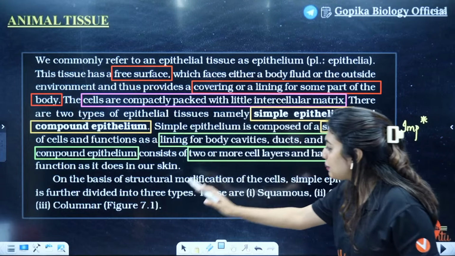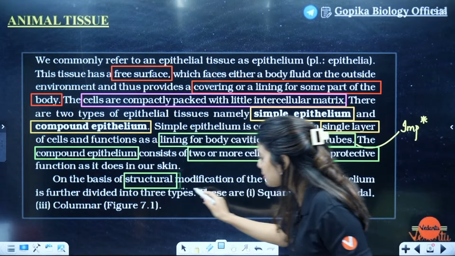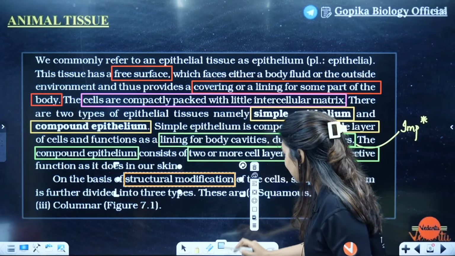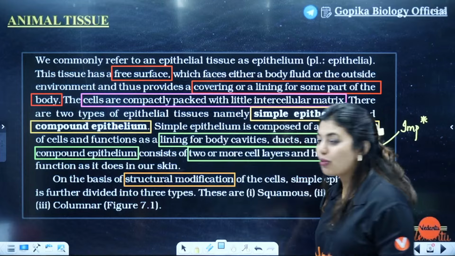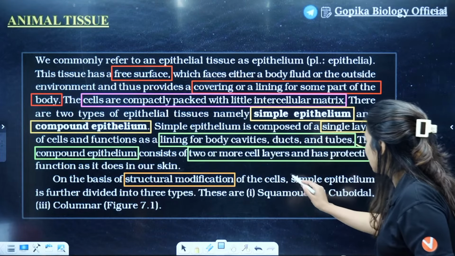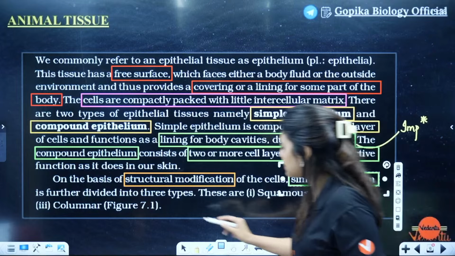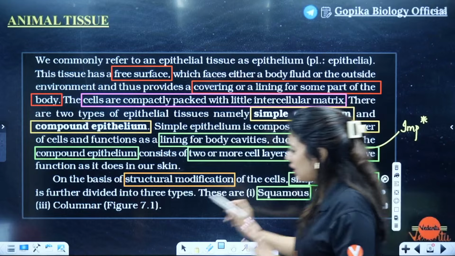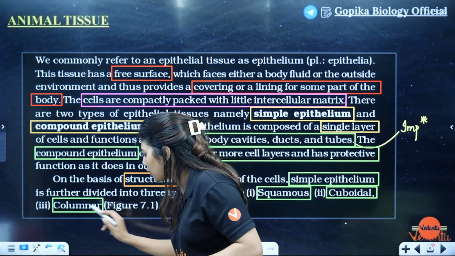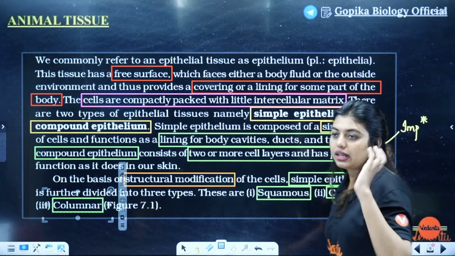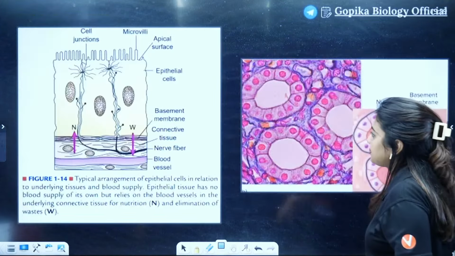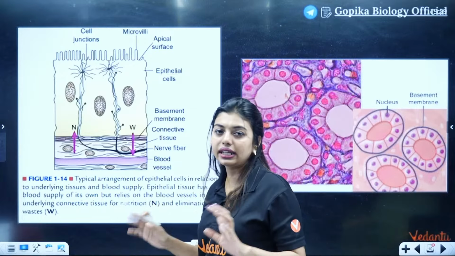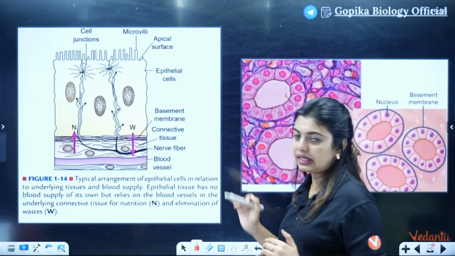Now, on the basis of structural modification, this is important. They will ask you on what basis the classification is done. So simple epithelium is further divided into squamous, cuboidal, columnar. One is completely flat, one is cuboidal shaped, one is columnar shaped. Now look at the diagram for all of you. This is from different books, not from NCERT, because I like diagrams like this.